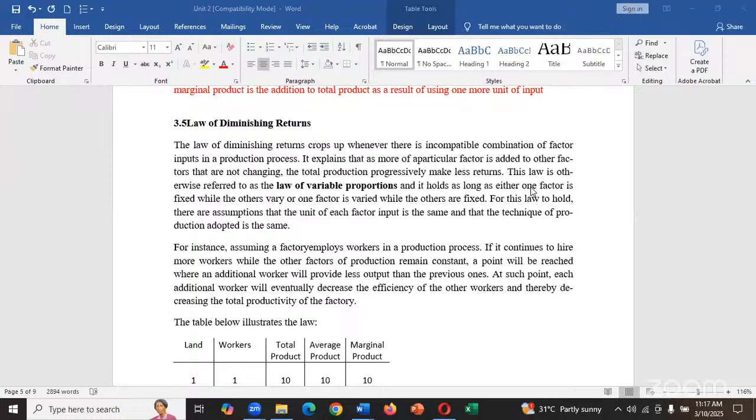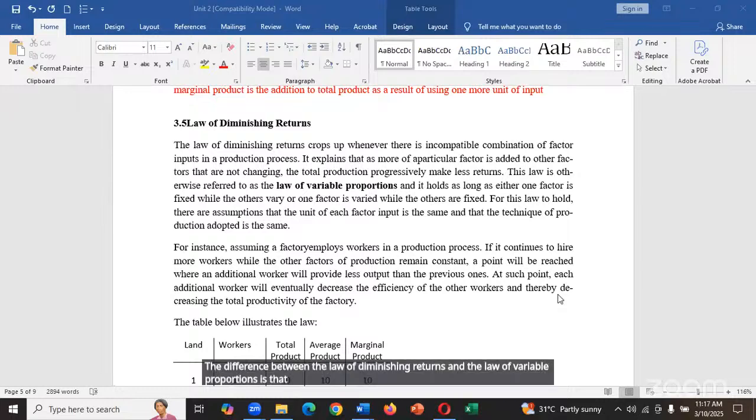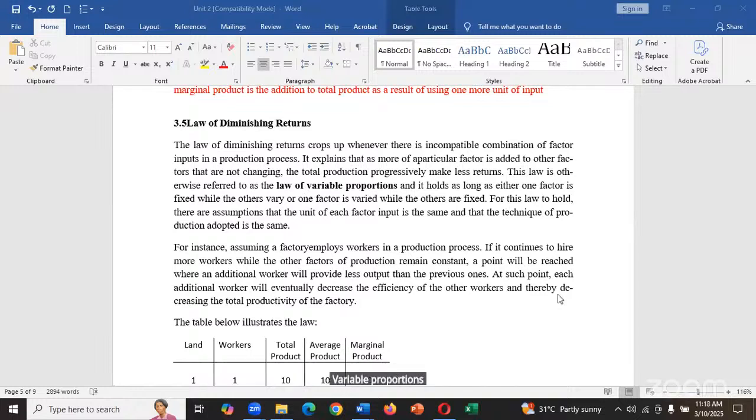The difference between the law of diminishing returns and the law of variable proportions is that diminishing returns, if I understand well, applies in the short run, while variable proportions applies in the long run.